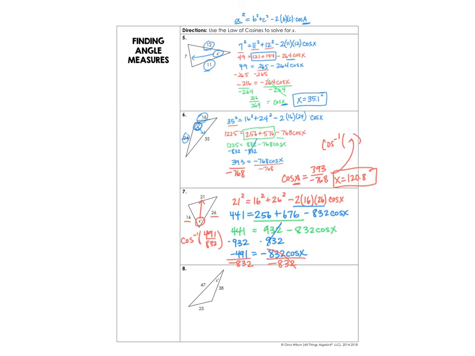So inverse cosine, shift cosine, 491 divided by 832. Just 53.8. And that's degrees because it was an angle measure. Alright, you finished the two that we did not do.